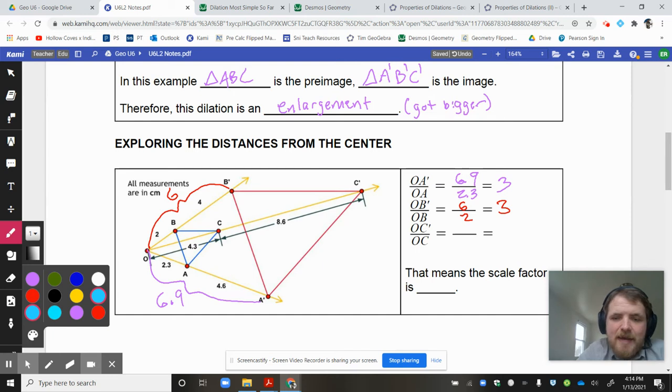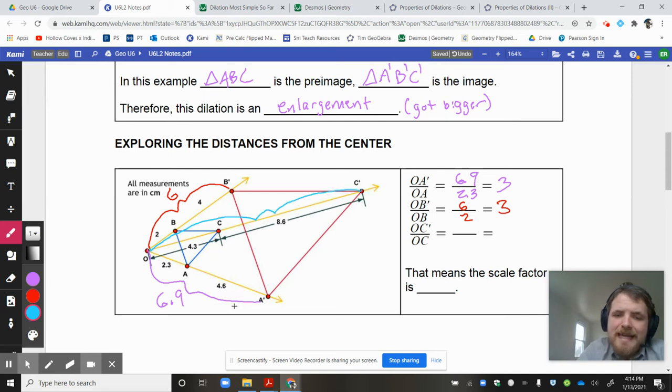Let's see if the same thing happens for O to C prime. That's this big long one here. 4.3 plus 8.6 is going to be 12.9, divided by that original distance from O to C. That'd be 4.3. And again, what do you know? I get an answer of 3.